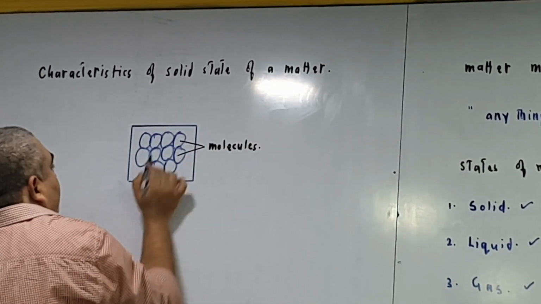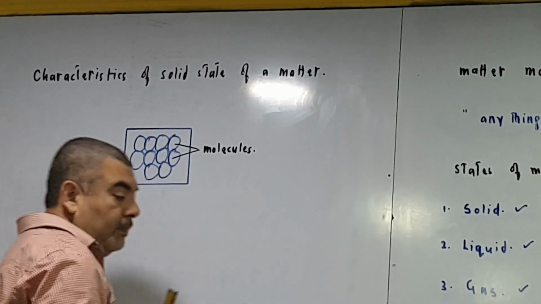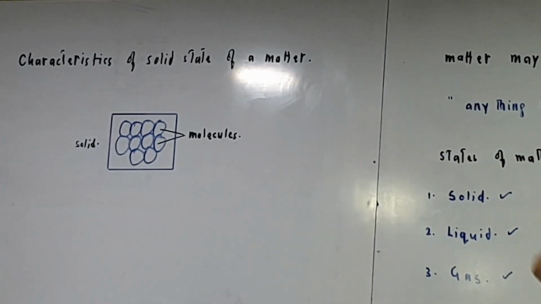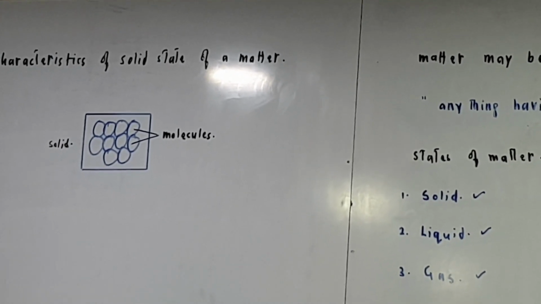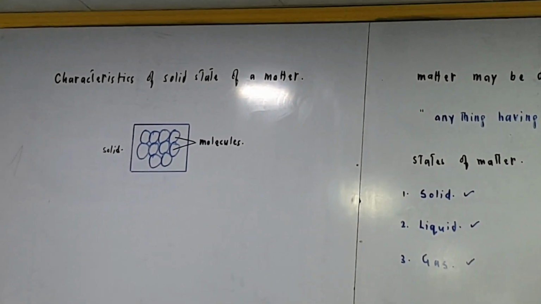Which state of matter is this? It's solid. So what you are observing in the solid state of matter is that molecules are tightly packed. They are very close to one another. Before the 5 points, according to KMT, they are in continuous random motion.